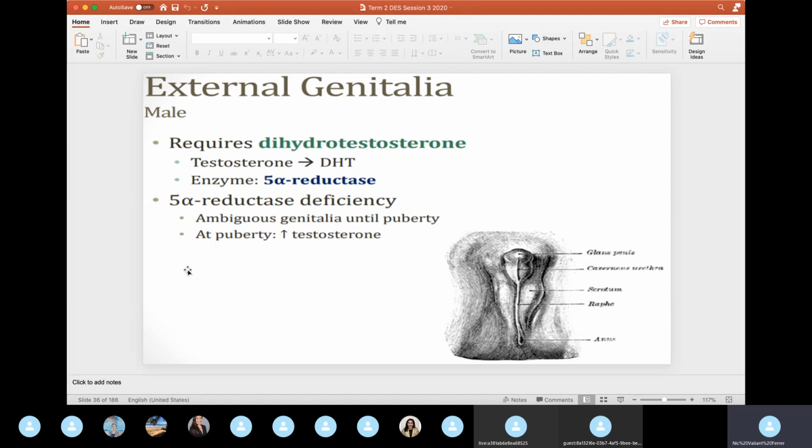male secondary sexual characteristics. What's high yield? Testosterone to DHT. What's the enzyme that converts it? 5-alpha reductase. What if I have a deficiency in 5-alpha reductase? Ambiguous genitalia. Until when? Until puberty. Why do we have development of male secondary sexual characteristics after puberty? Because you have an increase in testosterone.